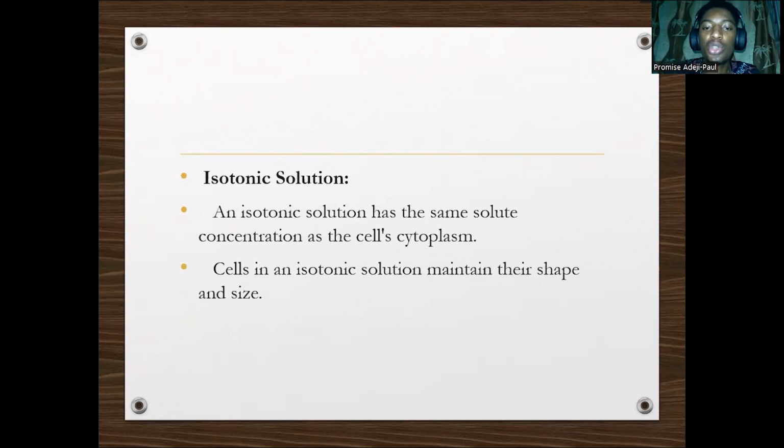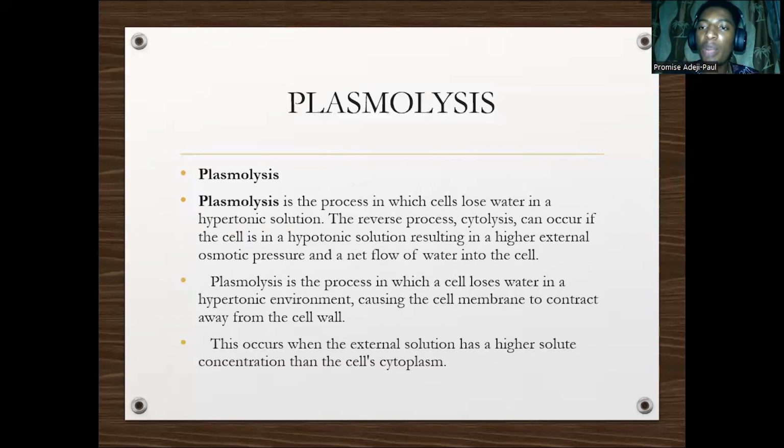So an isotonic solution has the same solute concentration as the cell, so it's equal, iso, equal. So cells in the solution will maintain their shape and size. Nothing will happen. No water will move, no water will leave, no water is entering. It's the same. So we call it a what? Isotonic solution.